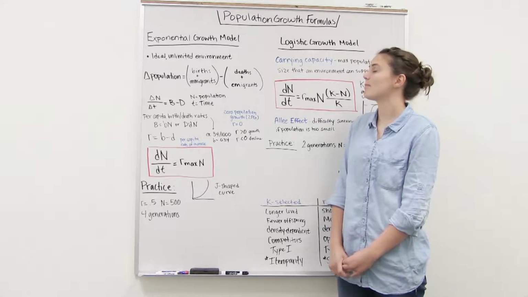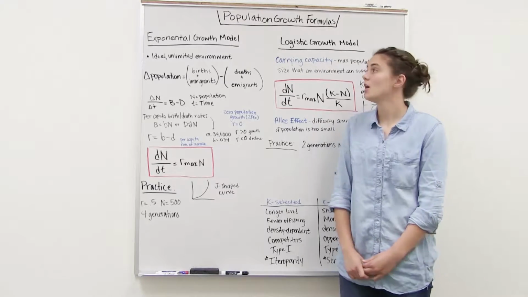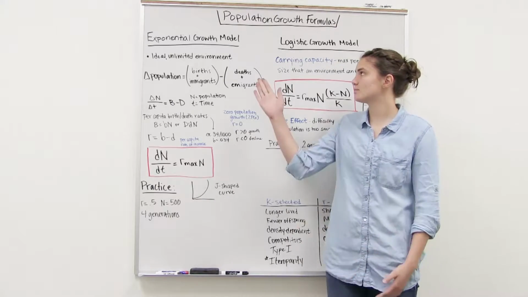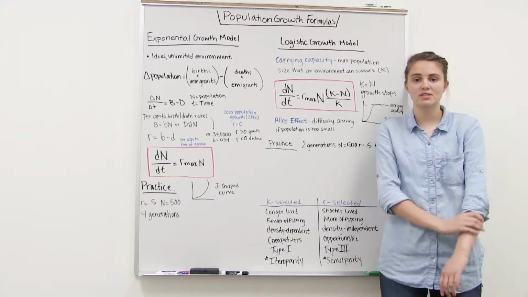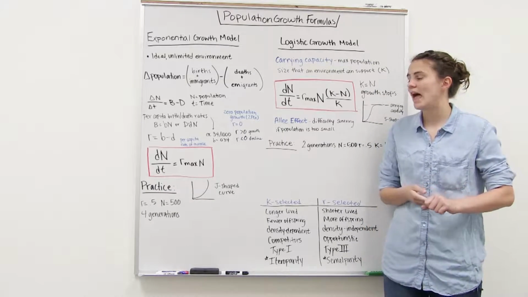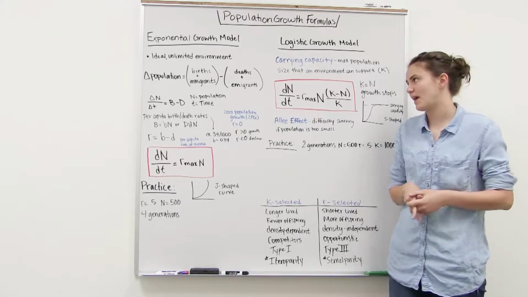Today we're going to be talking about the population growth formulas. So we're going to be focusing on two major ones, the exponential growth model and the logistic growth model, and how to use the equations to do some calculations and some basic principles behind them.